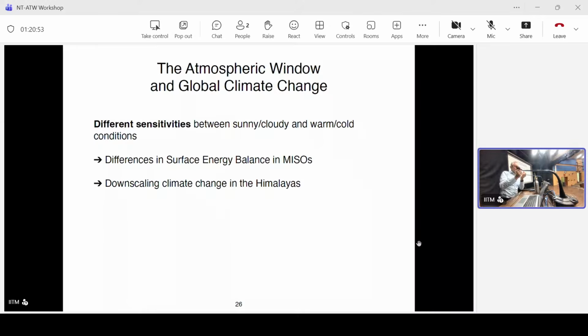I hope you see the point that sunny conditions and cloudy conditions have very different energy balance partitioning, and they also react differently to climate change. And often we just average over seasons, or we do monthly averages, and we don't account for this difference. Maybe the signal is clearer when we account for these different conditions, and before we average, we separate the sunny conditions from the cloudy conditions. So that's, I think, one part where this could be helpful.